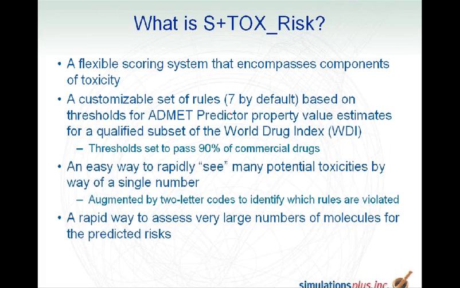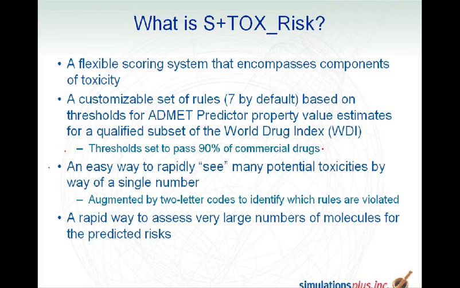We have 7 rules by default, and the way we create a rule is we calculate the properties with ADMET Predictor, and we use a subset of the World Drug Index. We calculate the descriptor values for the compounds in the subset of about 2,300 compounds, and then we create a distribution plot of that, and we set a threshold such that 90% of the drugs would pass this threshold. So if you're in the 10% over that, you would get a score, single point, for that adverse effect.